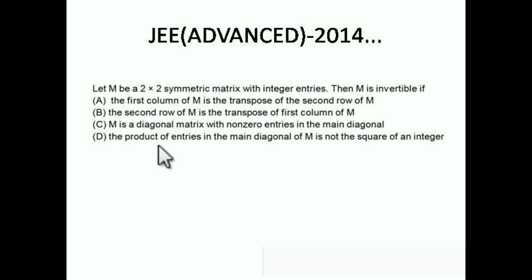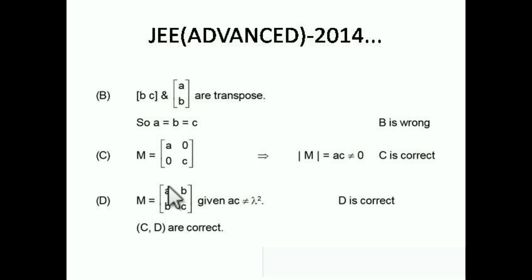The product of entries in the main diagonal of M is not the square of an integer. That means AC is not equal to the square of any value, because here you can see that B into B is B square, which is going to be the square of something. If AC is equal to the square of something, then there is a chance that this matrix can have 0 determinant. But it is said that it is not equal to the square of something. That means it must not be 0 and the inverse is going to exist. So C and D both are correct options. Okay, an easy question but still a tricky one.